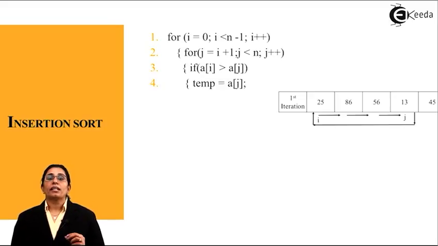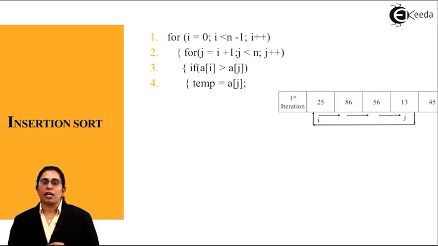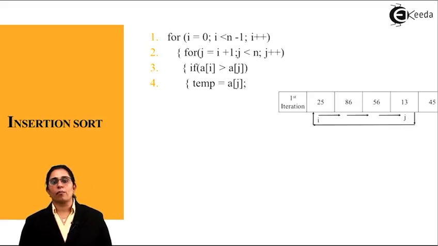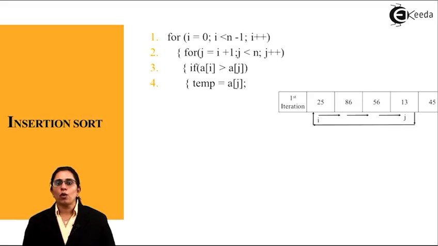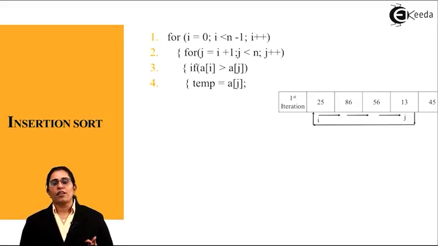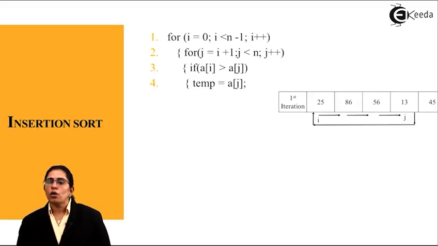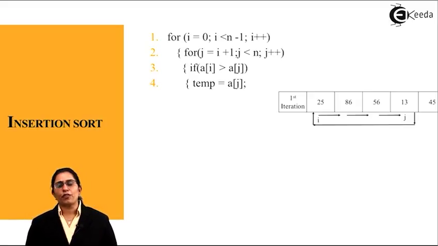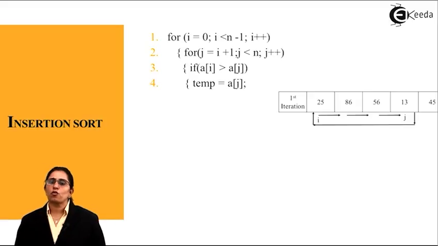We say temp is equal to a of j. So whatever is the value at the location j, that is a of j, which holds the value 13, will be moved to a temporary variable temp. After we have moved the value at a of j to temp, now we can move all the rest of the values to the right hand side, that is 56 to 13, 86 to 56 and 25 to 86.